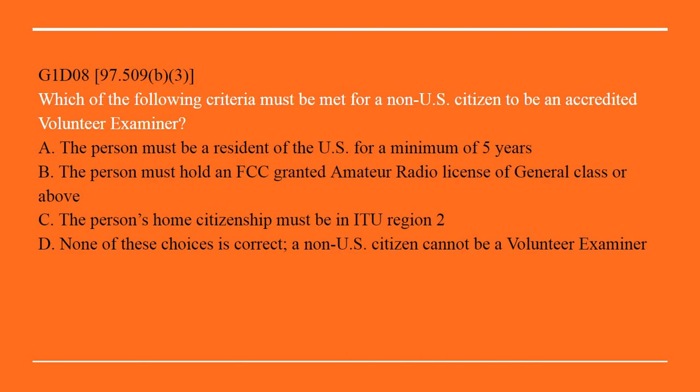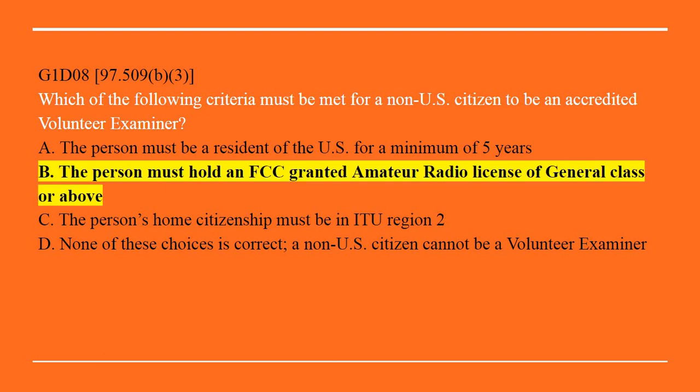G1D08. Which of the following criteria must be met for a non-U.S. citizen to be an accredited volunteer examiner? A, the person must be a resident of the U.S. for a minimum of 5 years. B, the person must hold an FCC granted amateur radio license of general class or above. C, the person's home citizenship must be in ITU Region 2. Or D, none of these choices is correct. A non-U.S. citizen cannot be a volunteer examiner. Correct answer is B, the person must hold an FCC granted amateur radio license of general class or above.